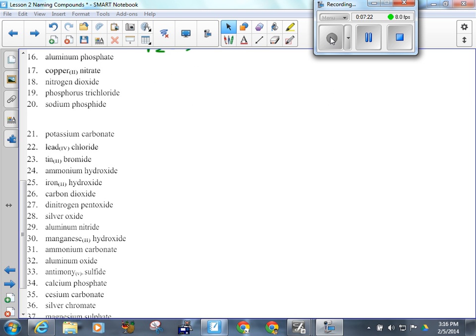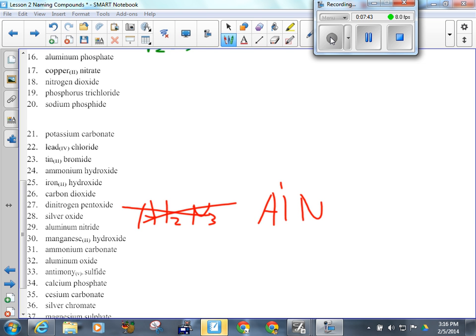Okay, guys, so number 29 on that first sheet that I gave you, there's a mistake on the key. On the key, it says that aluminum nitride should be Al2N3 or something like that. That's not right. Aluminum nitride is an ionic compound. Aluminum is +3, nitrogen is -3. What do those two things do? They cancel. That means your formula is AlN. So it's a mistake on the key. Just be aware of it. For that first page I gave you, number 29 on the key is wrong. It should be AlN.